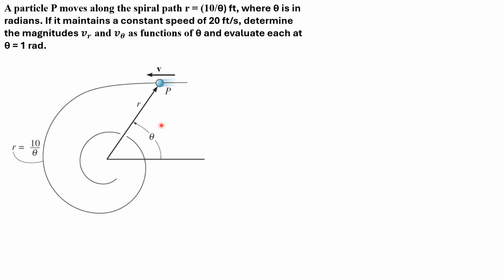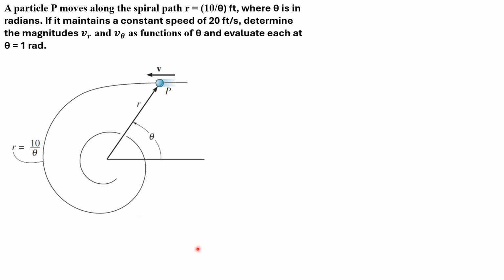We have a particle P that moves along the spiral path defined by r equal 10 over theta feet, where theta is in radians. If it maintains a constant speed of 20 feet per second, determine the magnitudes of the radial velocity Vr and the transverse velocity V theta as functions of theta, and evaluate each when theta equal 1 radian.